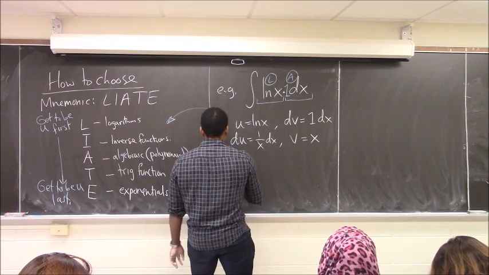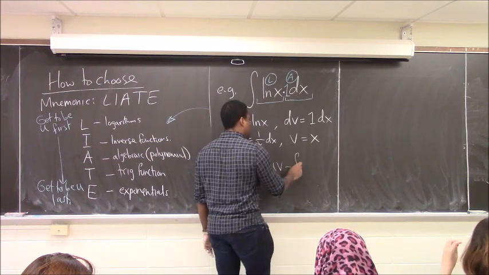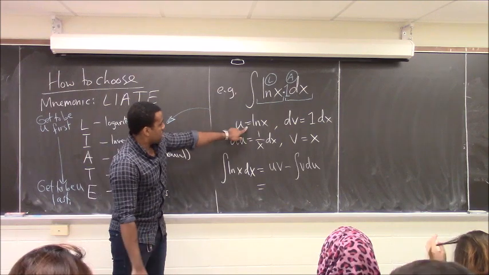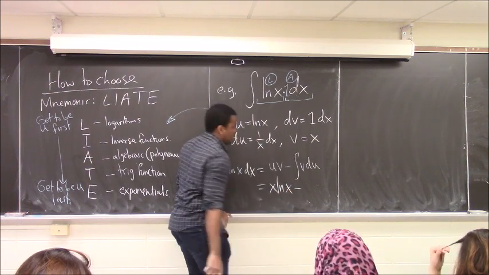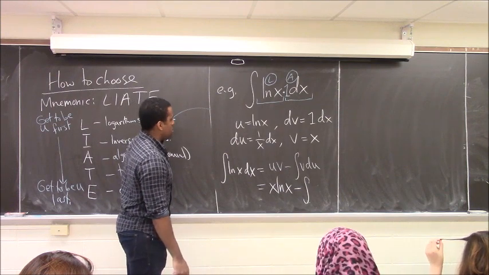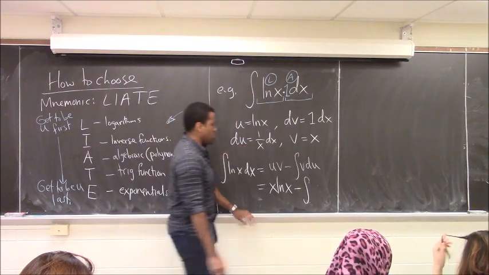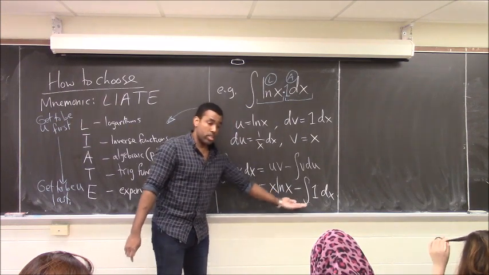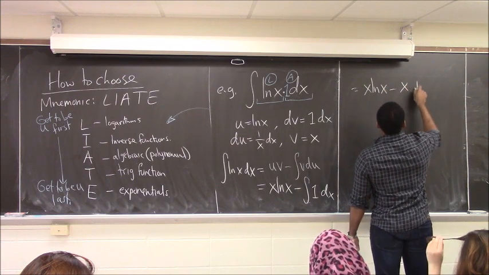And so plugging into the formula, I want to do u times v. Keep writing down the formula until you remember it: minus the integral of v du. u is ln x, v is x. So this is x ln x minus the integral of v times du, so that's x times 1 over x dx. Well, that just gives you 1 dx. That's a lot easier to integrate. Our basic rule, the power rule, can take care of that. So this is x ln x minus x.